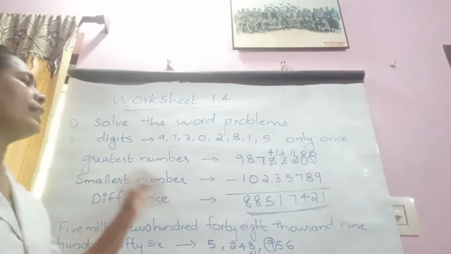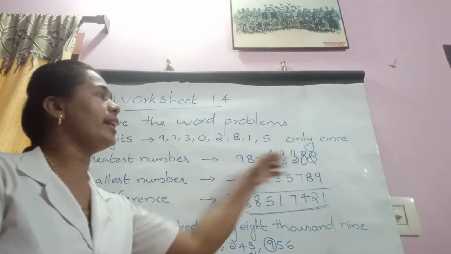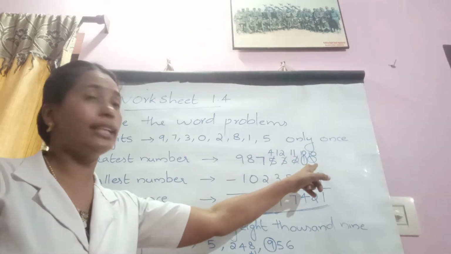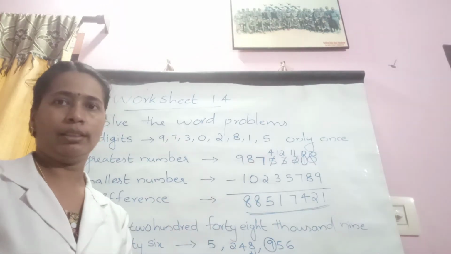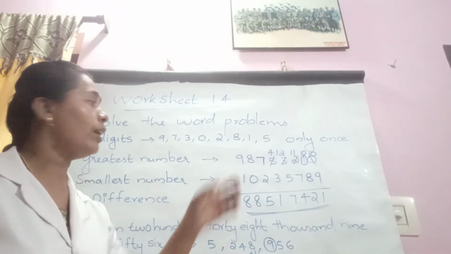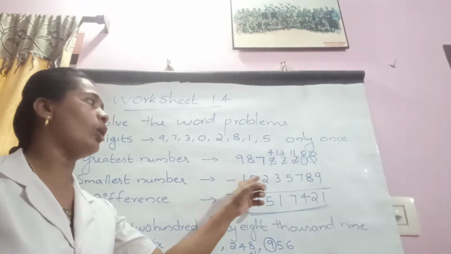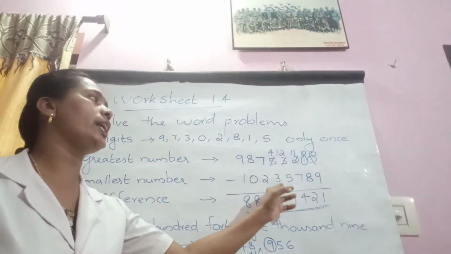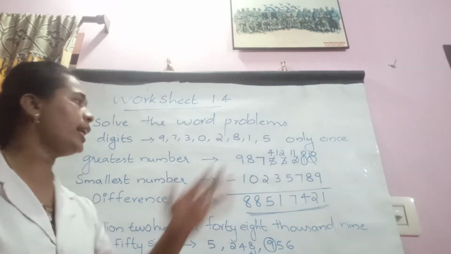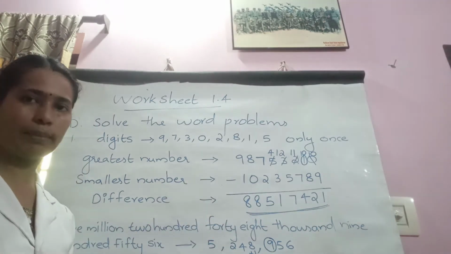Second one, the smallest number. Don't write it in the reverse order because it ends in 0. If you start with 0, one digit will be less. That's why we have to write 1 first. 1, 0, but the remaining are all in ascending order: 1, 0, then 2, 3, 5, 7, 8, 9. Then you just subtract. Already you know the subtraction method.